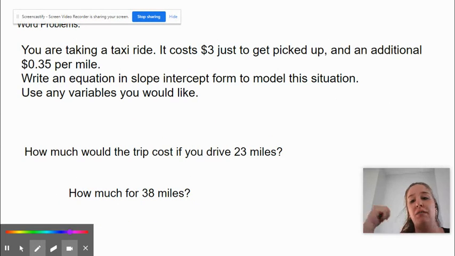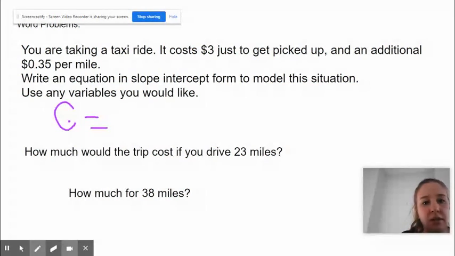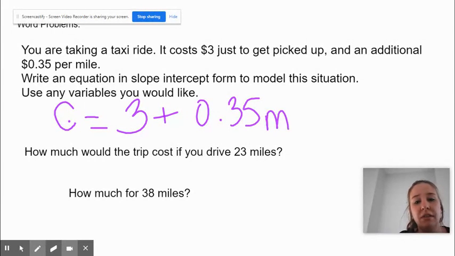Taxi drive. Now, I know you guys are used to Uber and stuff, but us old people are used to taxis. So it costs $3 just to get picked up, right? So just when you open that door and sit down, that's $3 already, right? And then 35 cents per mile. So let's write that in slope-intercept form. The total cost is going to be $3 plus 35 cents for every mile.